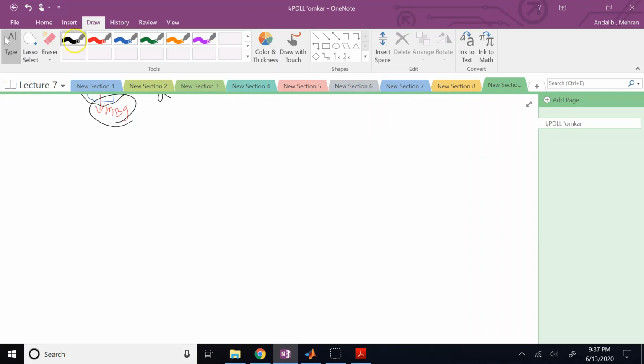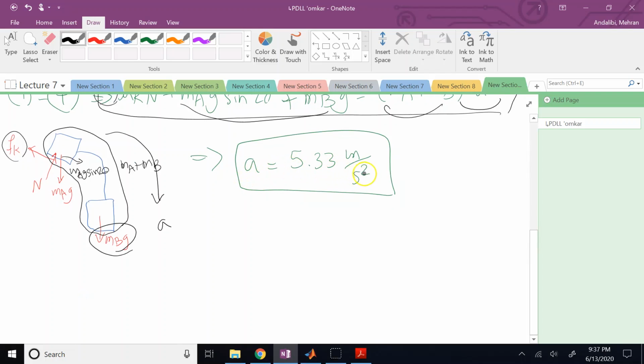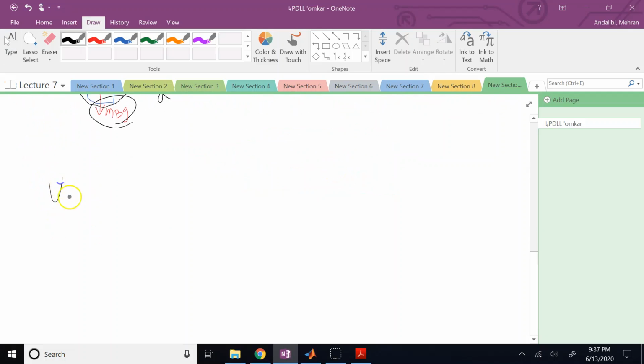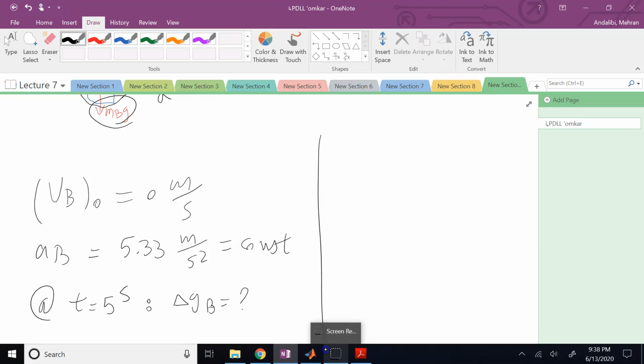Now it says after 5 seconds, how far does object B go down? So object B is showing a constant acceleration, and I know initially V of B at the beginning is 0. A of B is 5.33 in the downward direction. And I want to know at t equal 5 seconds how much this object goes down. And all I need, since this is constant, I would use the formulas I learned in chapter 13, where it says delta S is what? V naught times T plus 1/2 A times T squared, right?